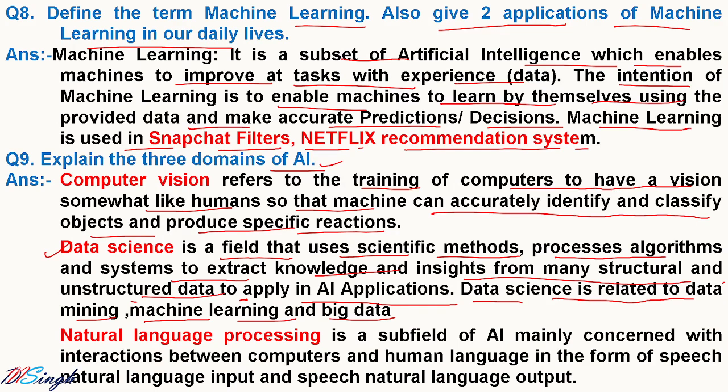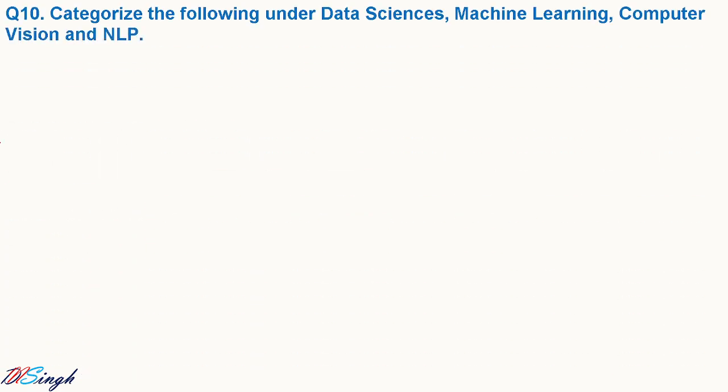नेक्स्ट वी गो फॉर नेचुरल लैंग्वेज प्रोसेसिंग. It is a sub field of AI mainly concerned with the interaction between computers and human language in the form of speech or natural language input, speech natural language output. स्पीच के फॉर्म में ही इनपुट और स्पीच के फॉर्म में ही आउटपुट. सो फॉर दैट पर्पज हमें कौन सा डोमेन पढ़ना पड़ता है? नेचुरल लैंग्वेज प्रोसेसिंग. लेट अस गो फॉर द नेक्स्ट क्वेश्चन.